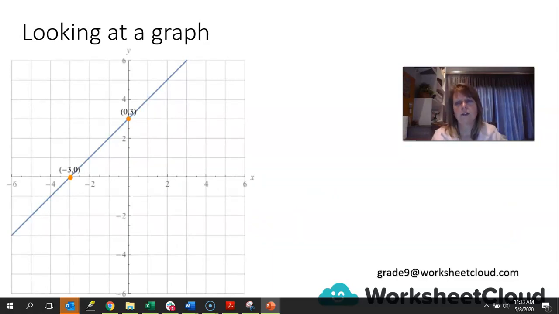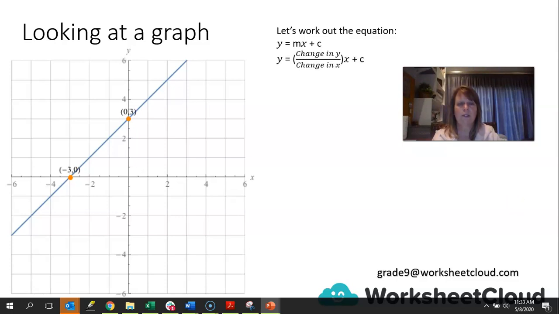Here, our line is going through 3 quadrants. We've got the positive quadrant, positive and the negative quadrant. Okay, we're going to work out the equation. We're going to say y is equal to mx plus c. Remember, the plus c is the y-intercept. Already we can see that it intercepted at 3. And we're going to work out the change in y over the change in x. Okay, just like we did just now.